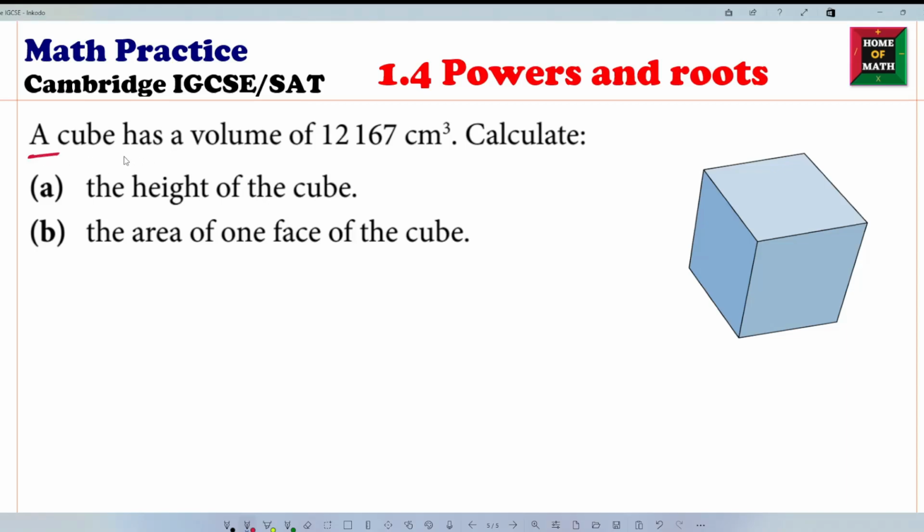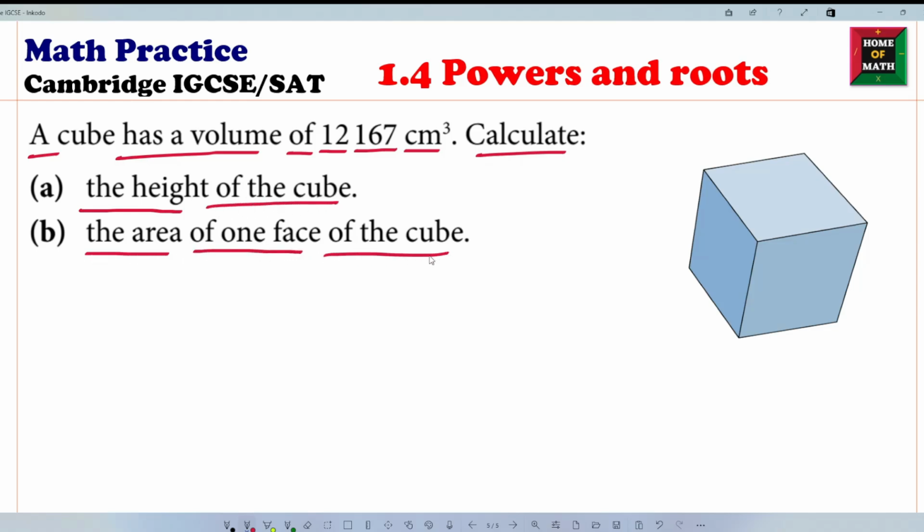A cube has a volume of 12,167 cubic centimeter. Calculate the height of the cube and the area of one face of the cube.